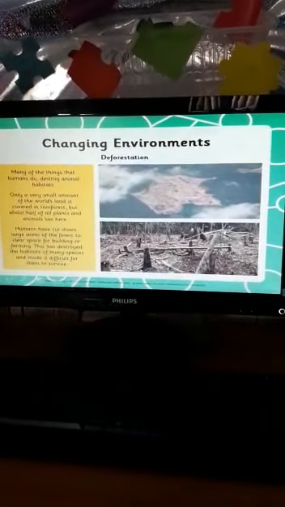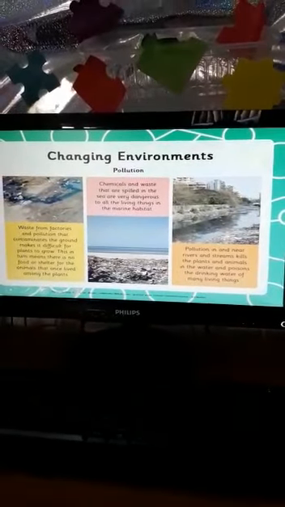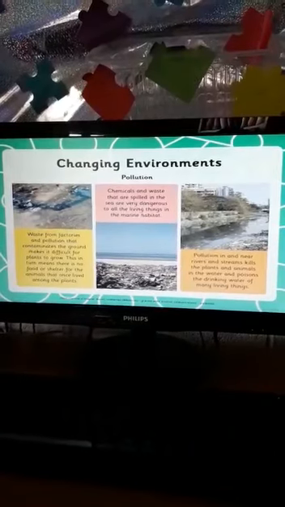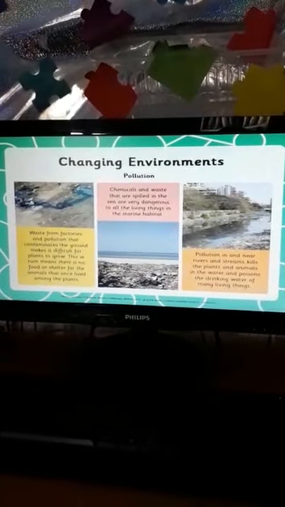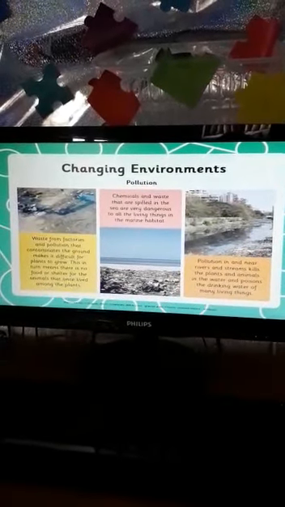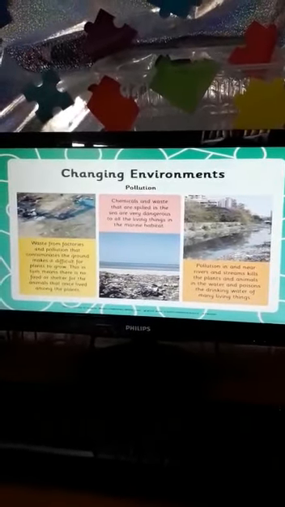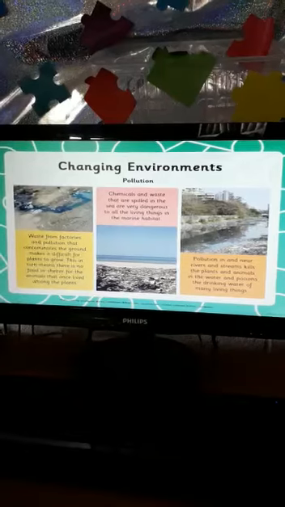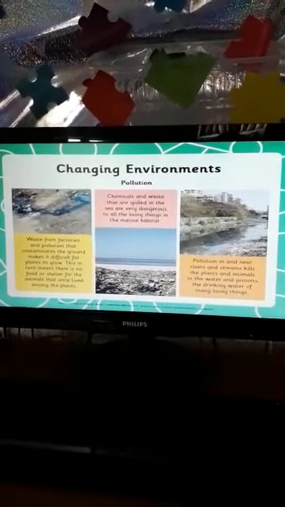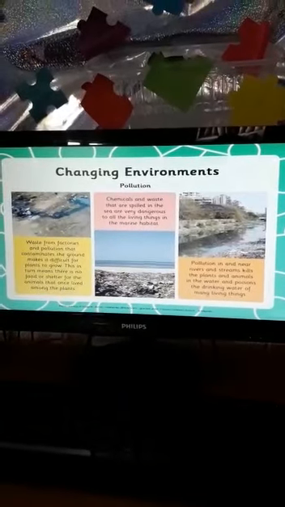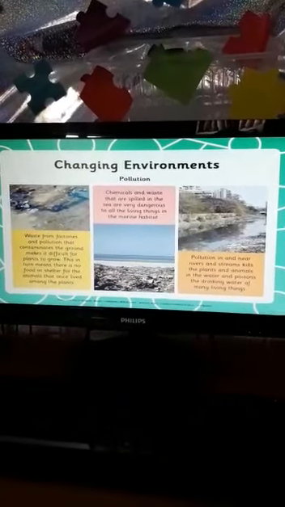And the last one we're going to look at is pollution. This is probably the most common in this country. So when you have chemical factories or power plants next to rivers, the chemicals and waste that leave the funnels spill over into the river, and that's when animals and plants become poisoned, and unfortunately they die and lose their habitats.